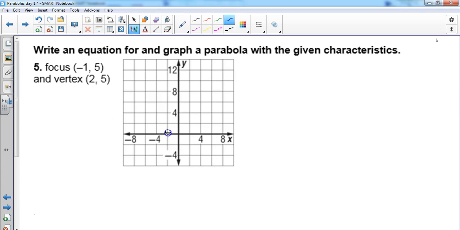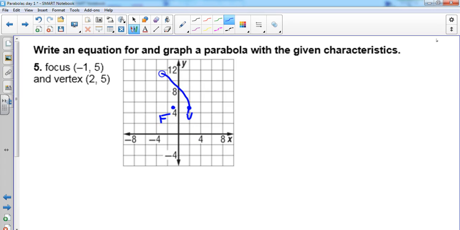Gentlemen, stop. Negative 1, 5 is a focus point, not the vertex. The vertex is at 2, 5. Which way does this open? If this is the vertex and this is the focus.